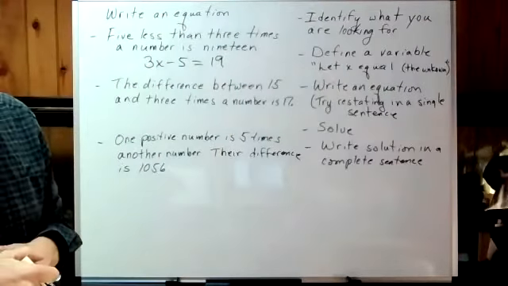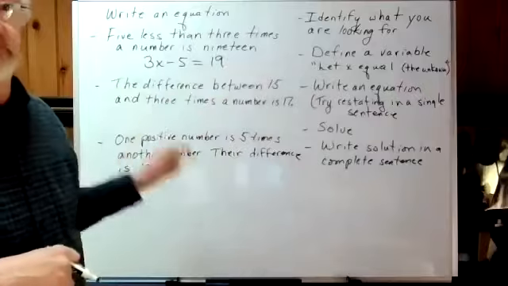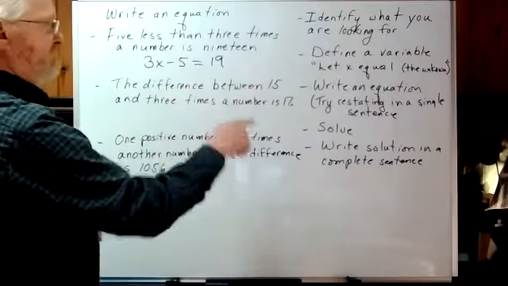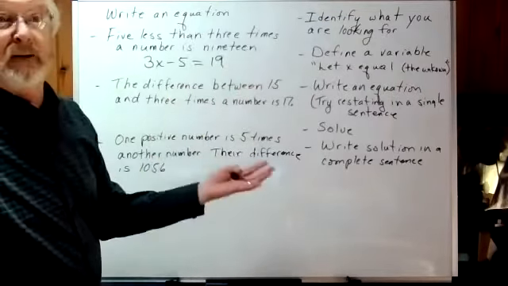The difference between, now when it's phrased this way, this is going to be a subtraction problem. The difference between 2 quantities does mean the first number minus the second number. Between 15 and 3 times an unknown value. The difference between 15 and 3 times a number, just like the one above it, is 17. Didn't plan it that way, but it's good to see the different phrasing for 2 different subtraction situations.